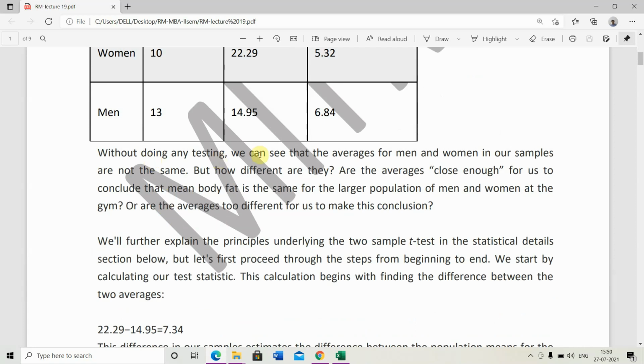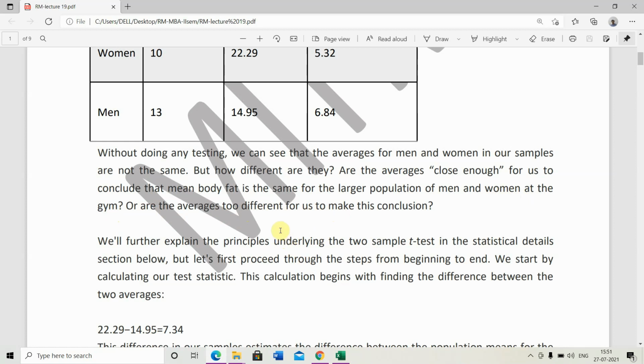Without doing any testing, we can see the average for men and women in our samples are not the same. But how different are they? Are the averages close enough for us to conclude the mean body fat is the same for the larger population of men and women at the gym? Or are the averages too different for us to make this conclusion?